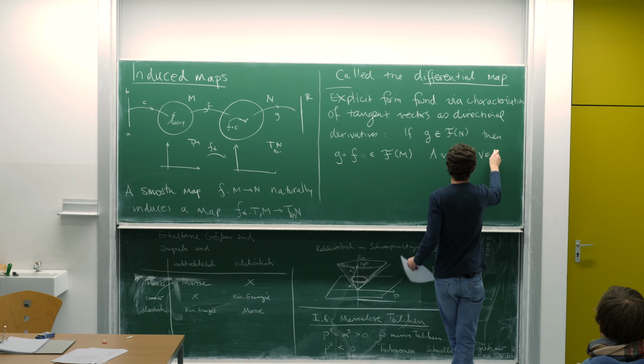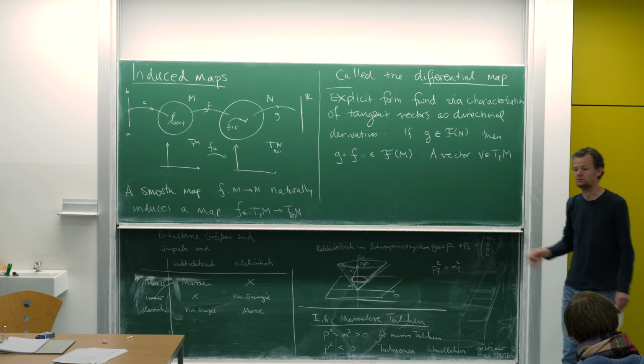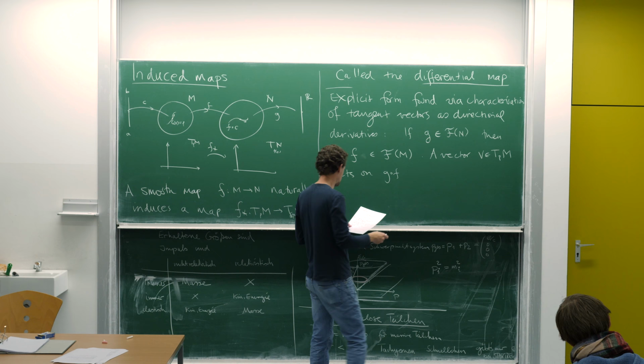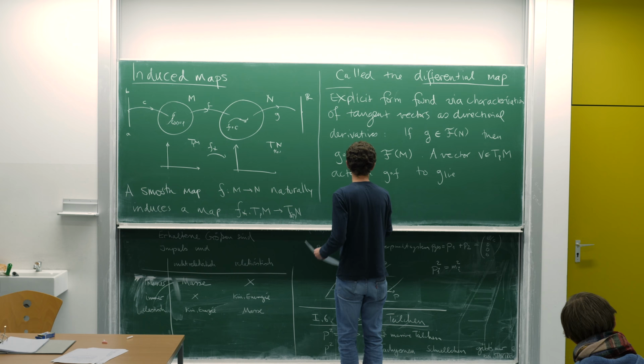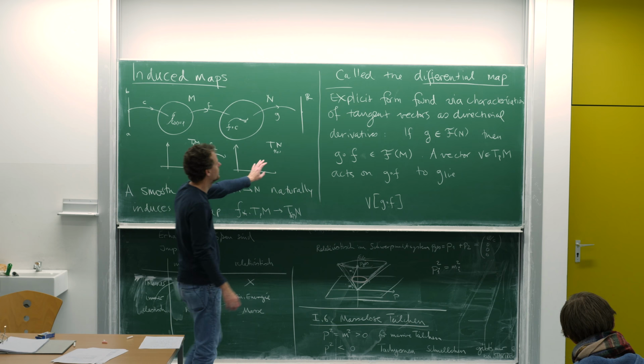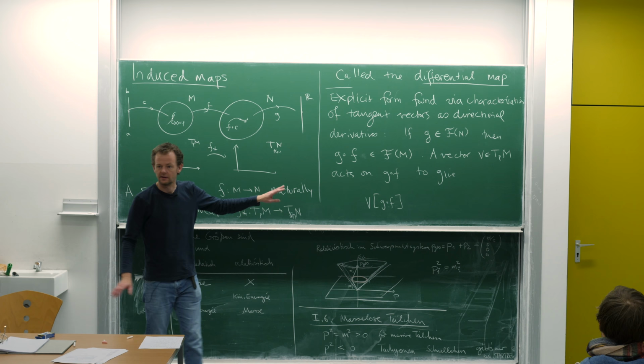They're directional derivatives of functions with respect to curves. So if you have some tangent vector V on M, what is that? It's just some directional derivative, and it acts on this function g composed with f and gives a number. So far we're just using what we know about tangent vectors on M. N really doesn't play any role yet at this stage. We just have a function on M.